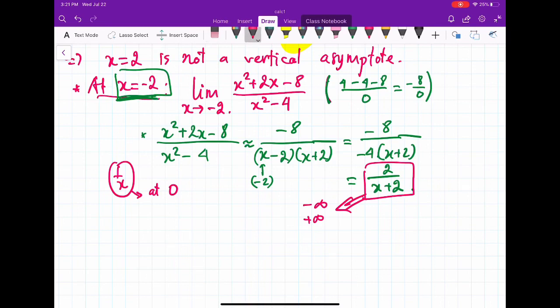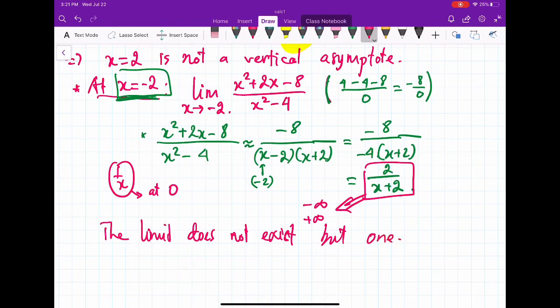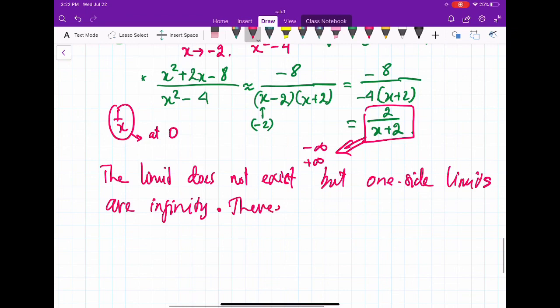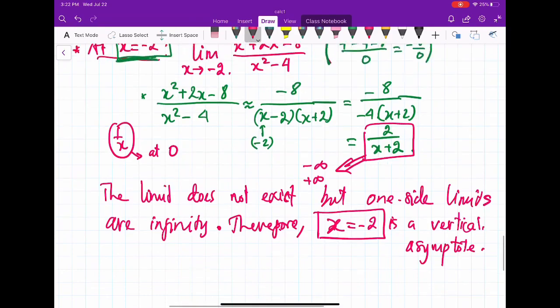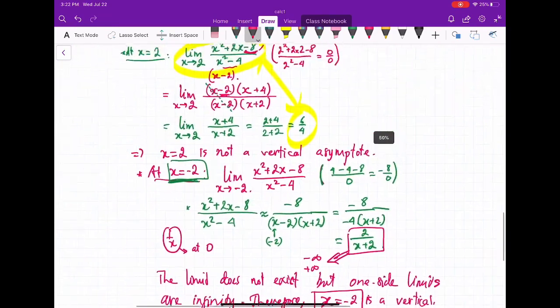The limit does not exist, I write here, but the one-sided limits are infinity. So x equal to negative 2 is a vertical asymptote. You see, we have two candidates, but only one is a vertical asymptote.